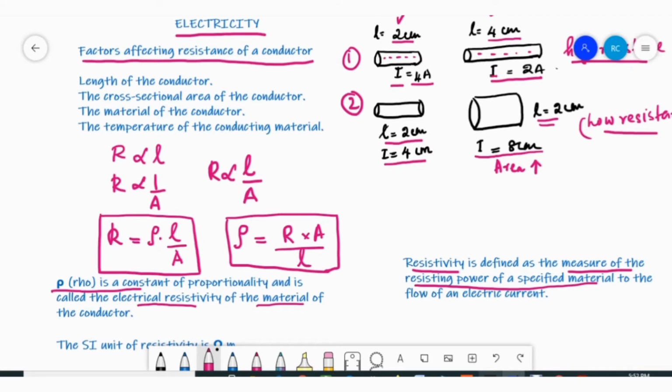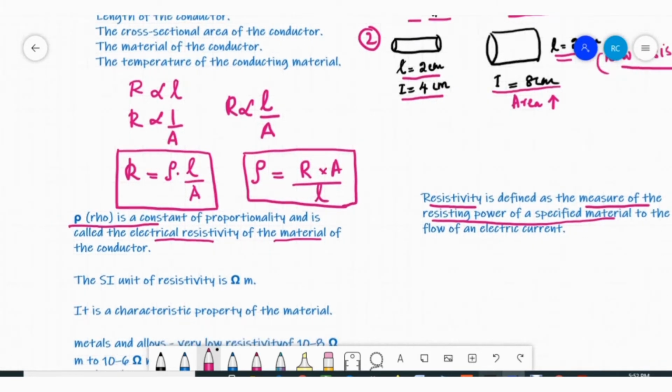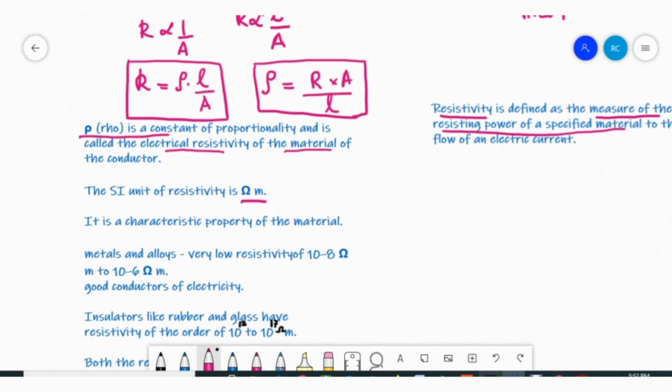Now, what is the SI unit of resistivity? That is ohm meter. For resistance, the unit is ohm. Here it is ohm meter. And as we told before, it's a characteristic property of the material. It depends on the nature of the material.